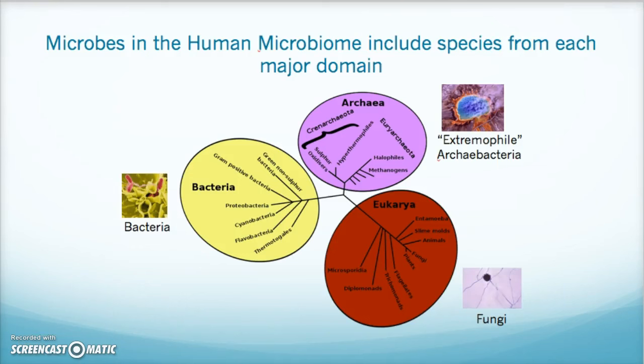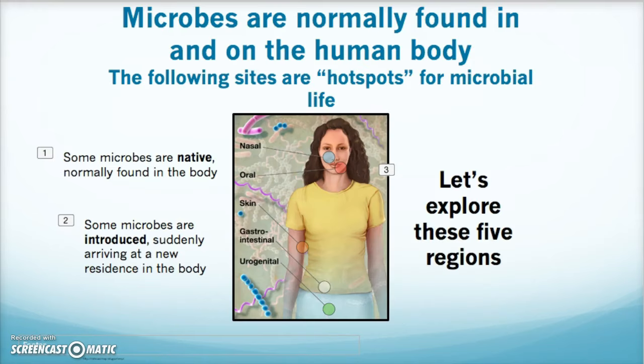This is a quick reminder of the major domains that we see species coming from in the human microbiome. That would be the bacteria, archaea, eukarya, which would include the yeast, and fungi. It doesn't show viruses here, and they are, though, part of the human microbiome. So there's a lot of normal microbes that are found on the human body. Usually they're found in particular sites where they're most commonly found. And these are generally 5 regions that we look at: the nasal, oral, skin, gastrointestinal, and the urogenital. These are where we generally have the hotspots for microbial life.